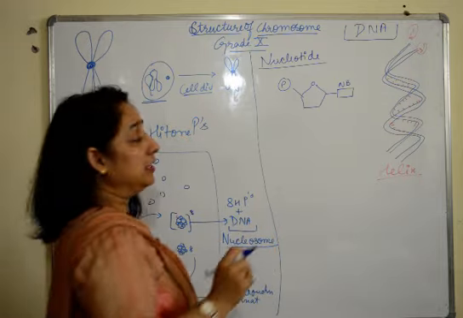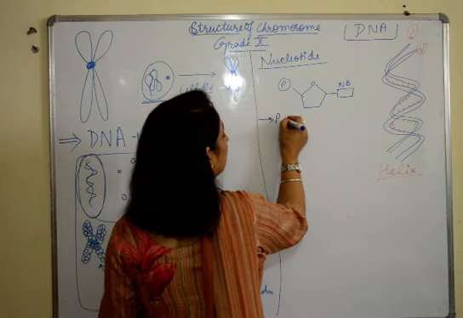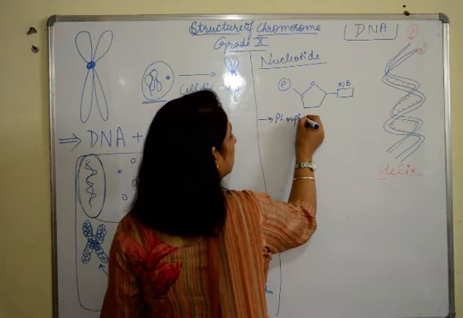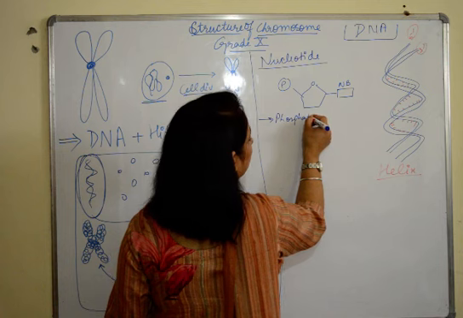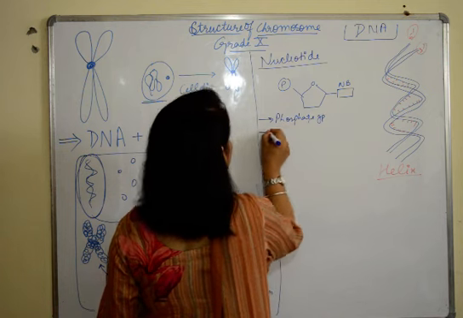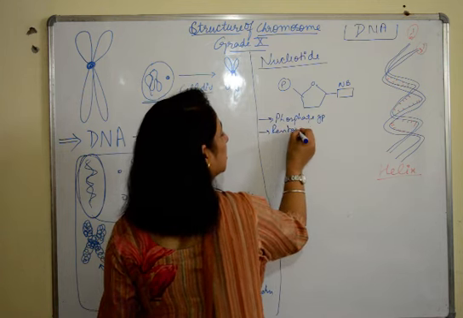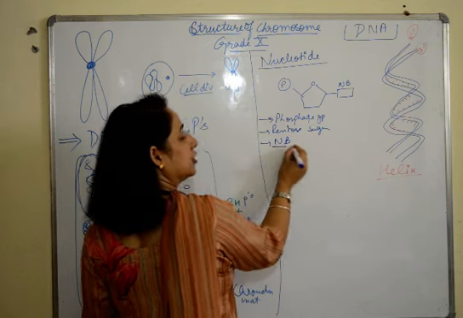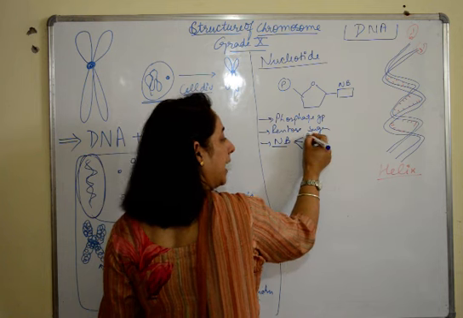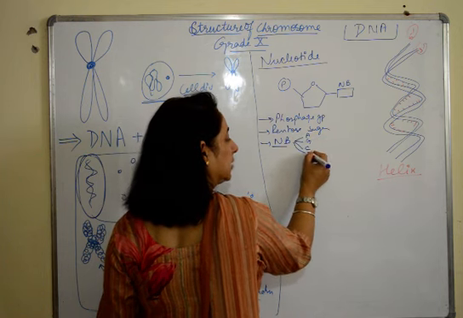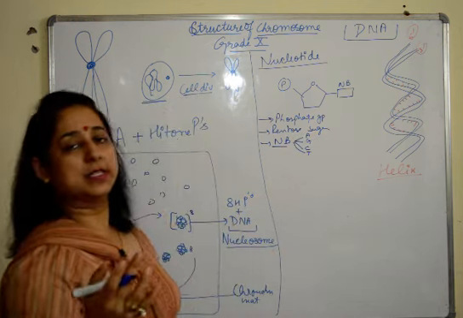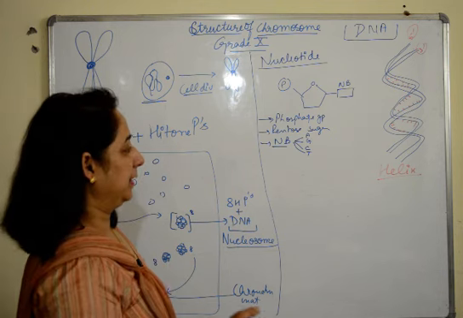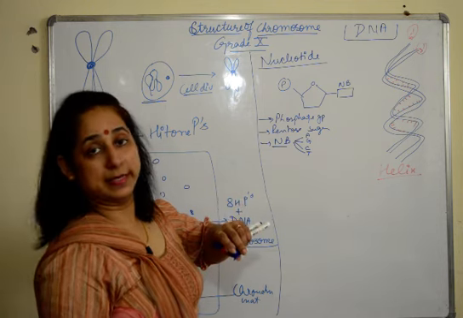So what do we have in a nucleotide? In a nucleotide, there is a phosphate group, a pentose sugar, and a nitrogenous base. The nitrogenous bases are 4: adenine, guanine, cytosine, thymine. And we have uracil in RNA when we talk about RNA. So there are 4 nitrogenous bases.